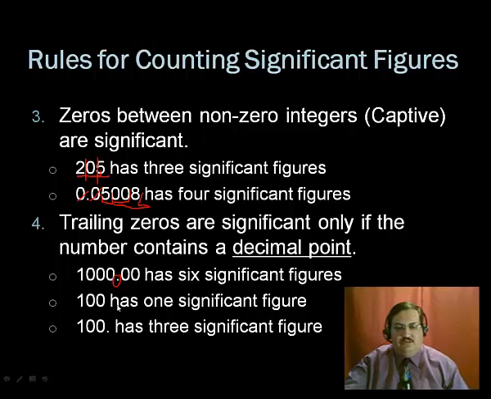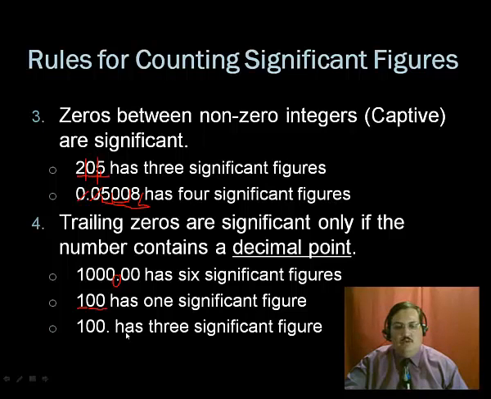Here I have the quantity 100. Now this only has 1 significant figure. That 1 is not a 0, therefore it's significant. These 2 zeros will not be significant because there's no decimal place. These are just placeholders, much like the placeholders we saw in rule number 2.